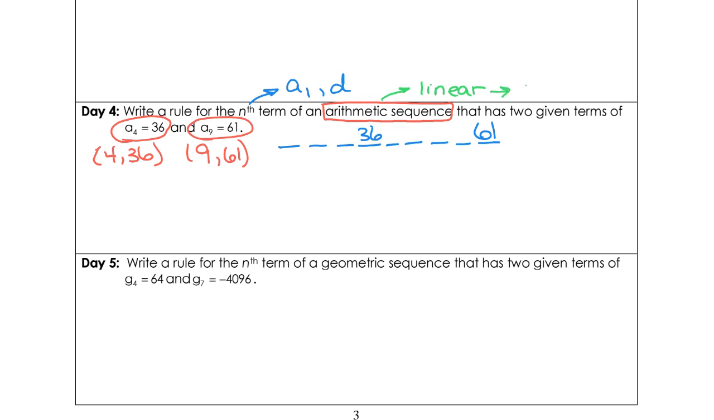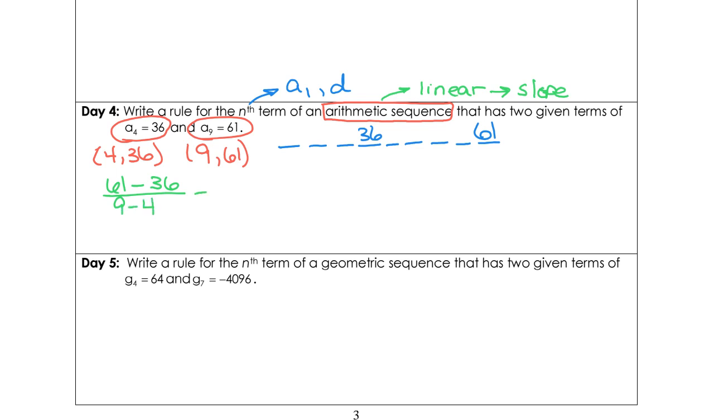And remember, linear functions have slope. So we're going to use the slope formula with our two pieces of information, which actually make ordered pairs. We can go ahead and use our slope formula, y2 minus y1 over x2 minus x1. So we take our y value of 61 and subtract 36, and because I chose that order on top, I have to do 9 minus 4 on the bottom.